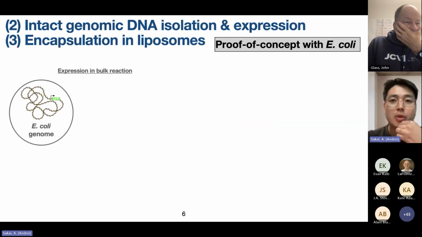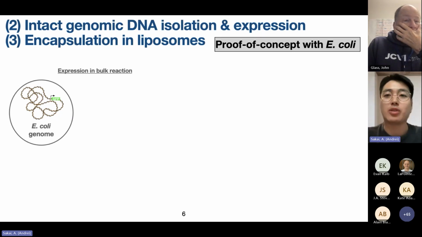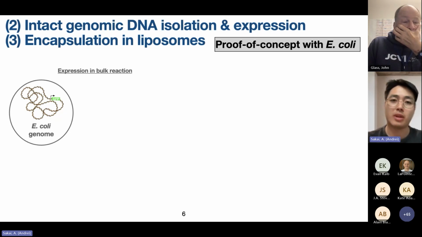So next, we wanted to isolate genomic DNA from syn3A and optimize the expression of these isolated genomes in vitro. In previous years, we also performed some similar experiments, but using E. coli. So it serves as a proof of concept here. What we did is that we designed an E. coli strain which has a GFP gene in the chromosome. We isolated these E. coli genomes and we expressed them in vitro.